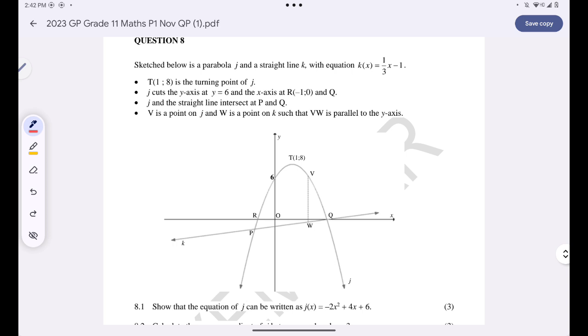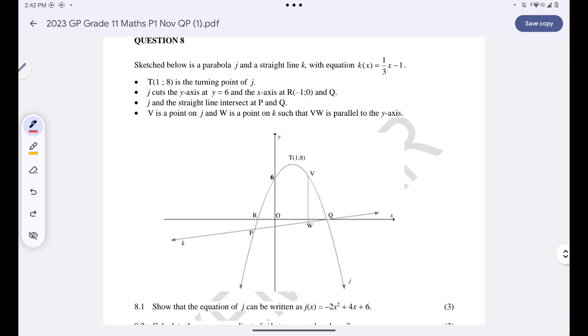Okay, sketched below is a parabola J and a straight line K with equation K of x is equal to 1 over 3x minus 1. Okay, and then we are told that T is the turning point of J, and J cuts the y-axis at y is equal to 6 and the x-axis at R and Q. J and the straight line intersect at P and Q.